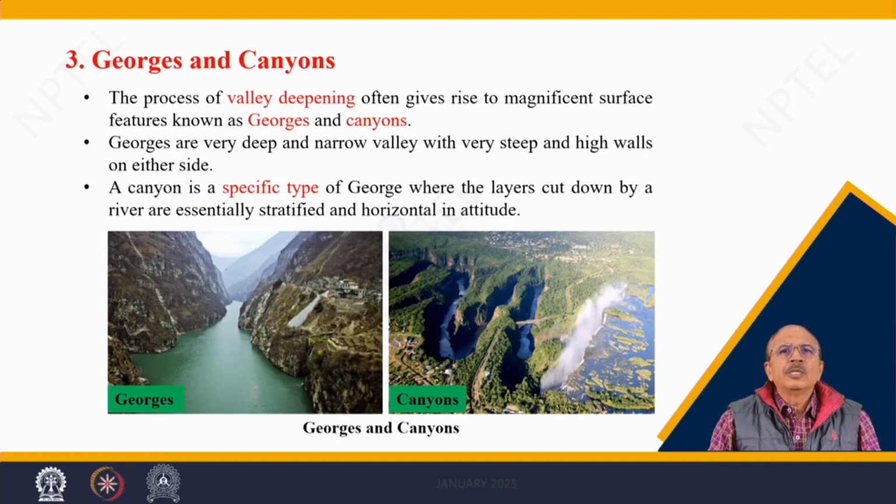Third is the gorges and canyons. The process of valley deepening often gives rise to magnificent surface features known as gorges and canyons. Gorges are very deep and narrow valleys with very steep and high walls on either side. In the figure also you can see. A canyon is a specific type of gorge where the layers cut down by a river are essentially stratified and horizontal in attitude. So this is about the gorges and canyons, the third type of landforms.